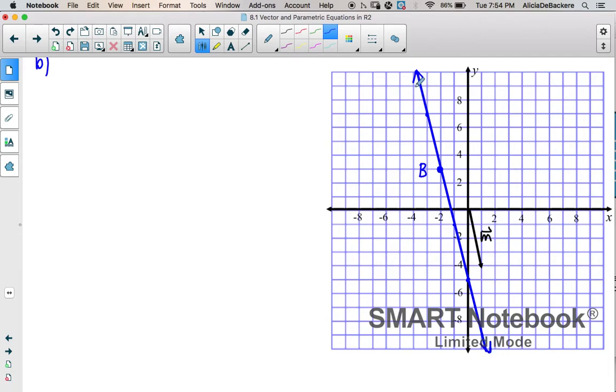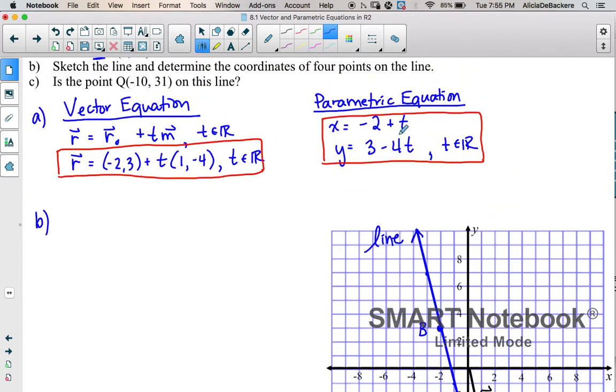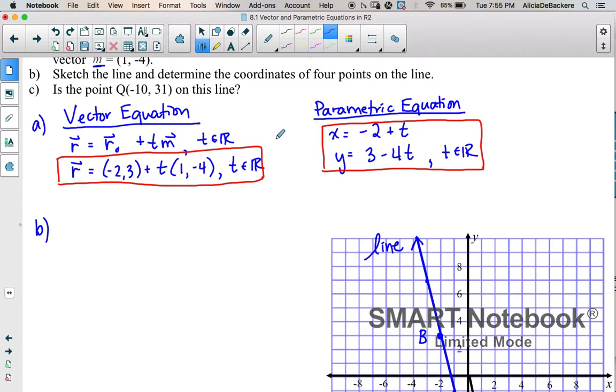So I want to know that you know that, especially now that we've got vectors in the game as well. And so this is the line that we're talking about. I'm not going to use a vector notation. I'm just going to say that this is the line. Okay. The other part of part B asked me to find the coordinates of 4 points on the line. So hopefully you can see some of those points really clearly. When we don't have a graph, I'm going to show you how you would do it.